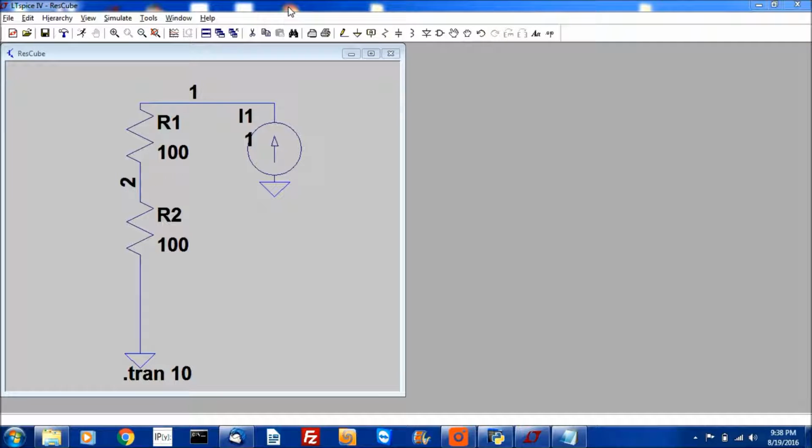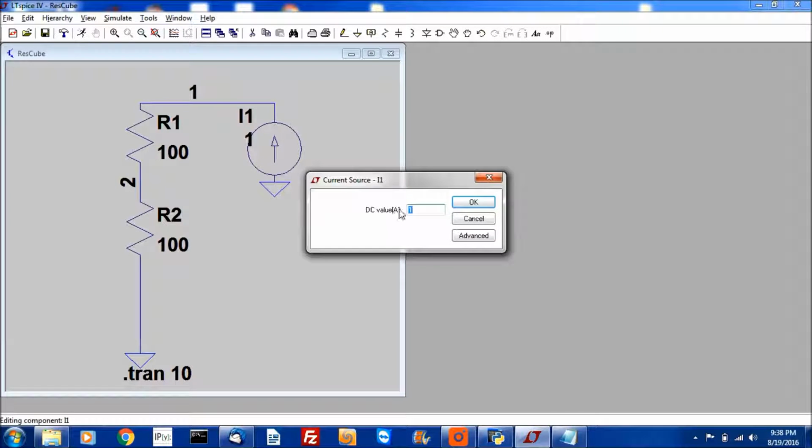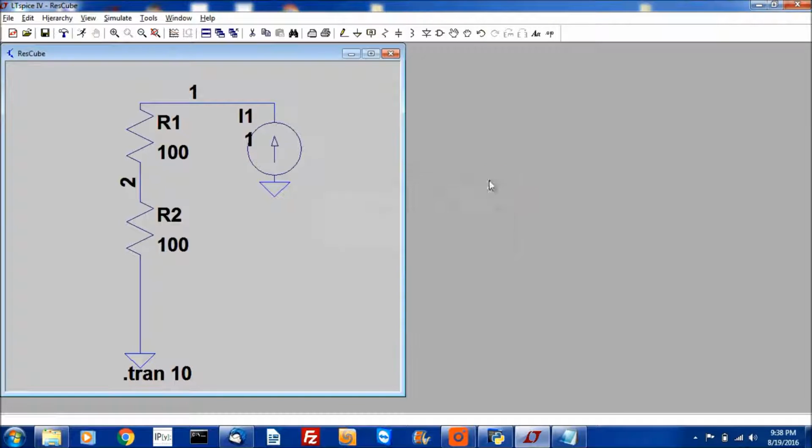So in this video we're going to calculate voltages at different nodes in a resistor circuit. I have two resistors here, R1 and R2, both are 100 ohms, and I have a current source I1 which is 1 amp, as you can see here, and I've named the two nodes as 1 and 2. So the voltage at 1 would be V equals IR by Ohm's law.